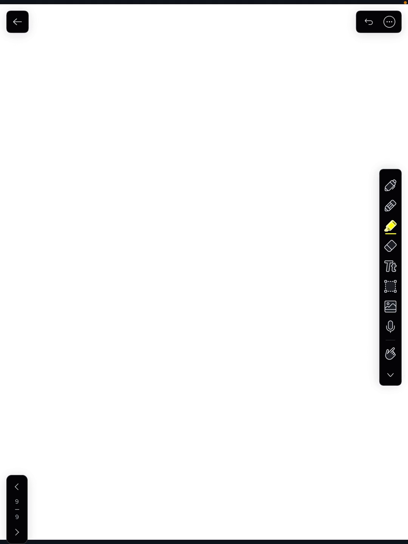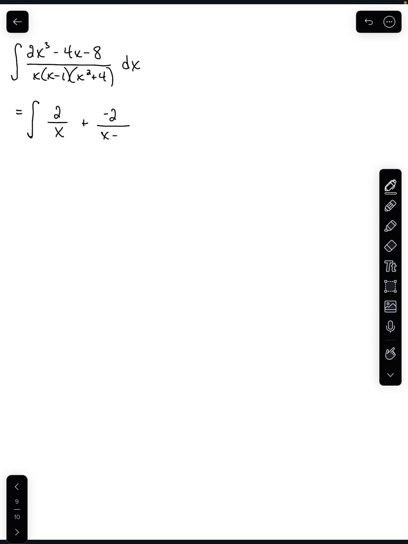We are now ready to rewrite our integral using our partial fraction decomposition. So our integral was originally 2x cubed minus 4x minus 8 over x times x minus 1 times x squared plus 4 dx. And this can now be rewritten as a over x, or 2 over x, plus b over x minus 1, where b is negative 2, plus cx plus d over x squared plus 4, where c is 2 and d is 4.